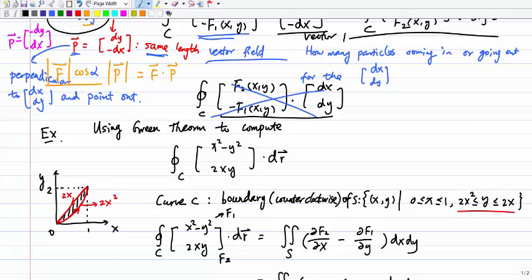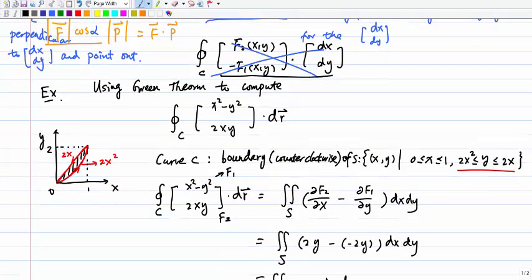Okay. Now here's another example. I'll show you how to use the Green Theorem to compute the line integral. This is not as easy as the previous one, but it still shows that the Green Theorem is very useful. Here I'm going to compute the line integral over C. C is still a closed loop.